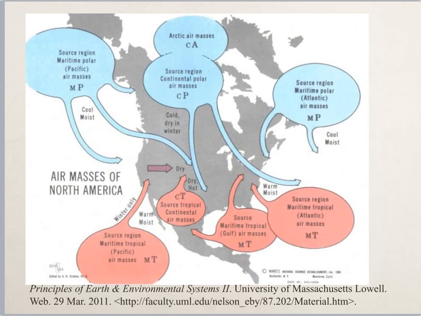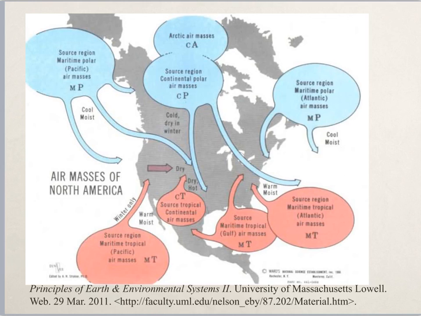In Pennsylvania, we'll often get mP air masses, maritime polar, so this will bring the cold, moist air for our winter snowstorms. In the summertime, we'll often get mT, maritime tropical air masses, coming up from the Caribbean or the Gulf of Mexico. That'll bring us our hot, humid days in the summer.